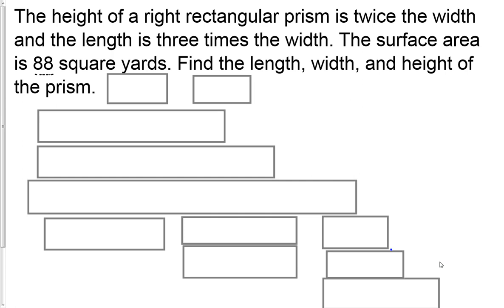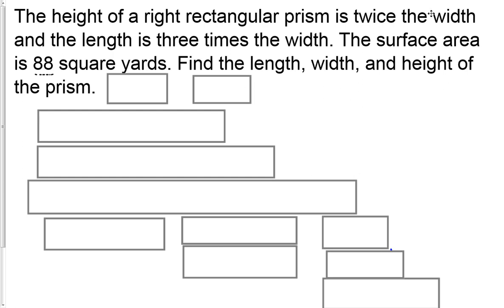So reading this out here, the height of a right rectangular prism is twice the width, and the length is 3 times the width. Now again, right rectangular prism just means we are not oblique like the last two problems where we have to find the actual height, right? It's standing straight up. Perpendicular to the ground is what they mean, right angle to the ground.